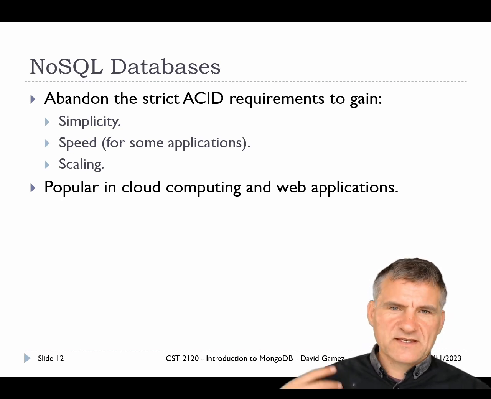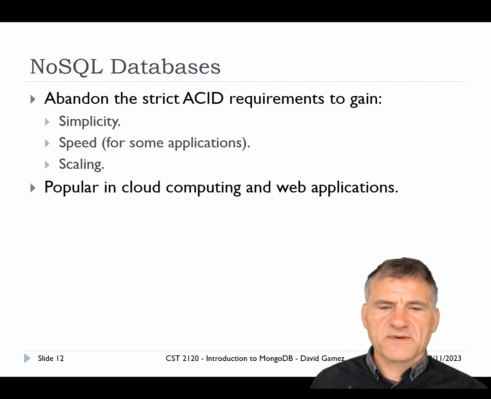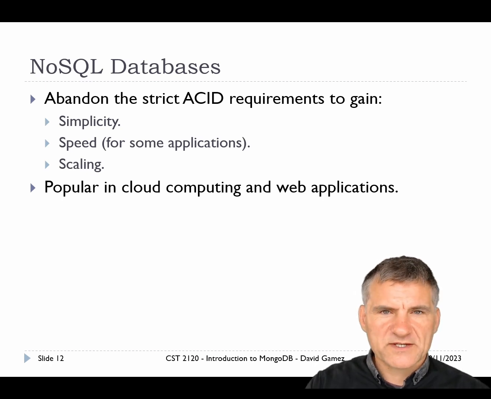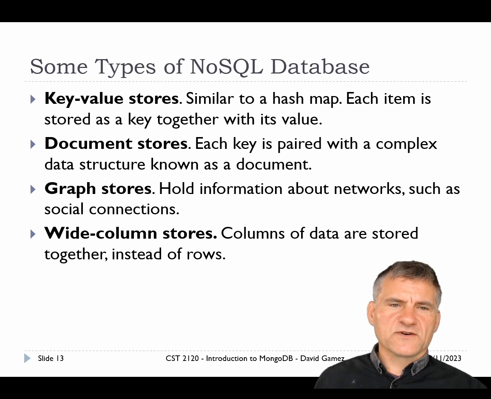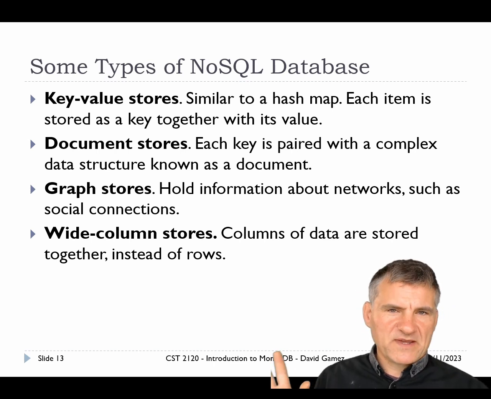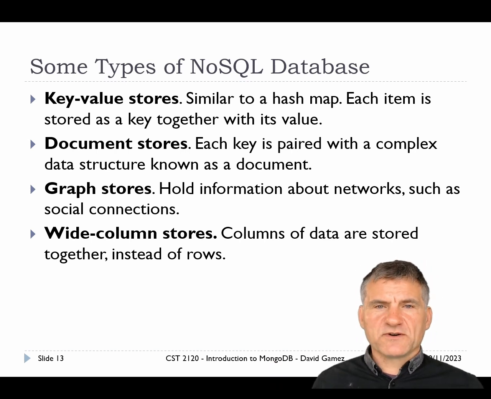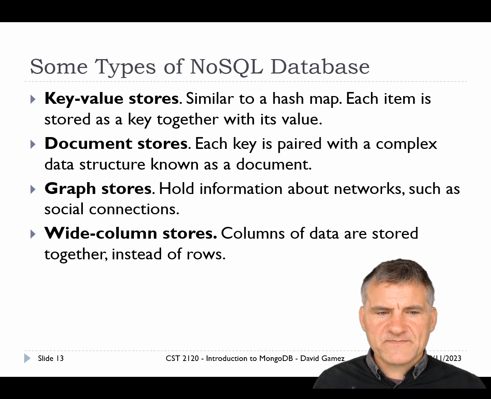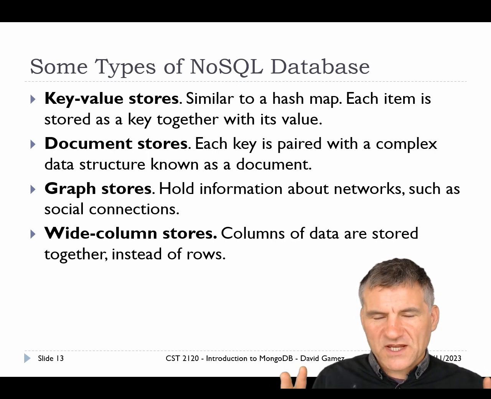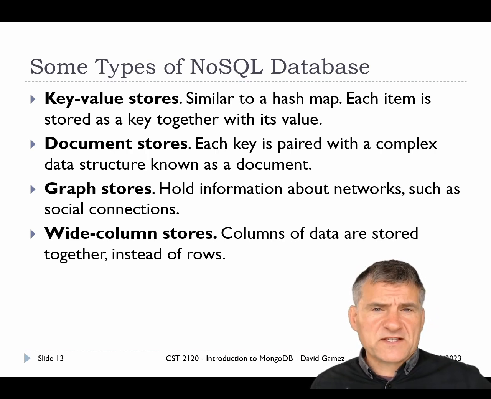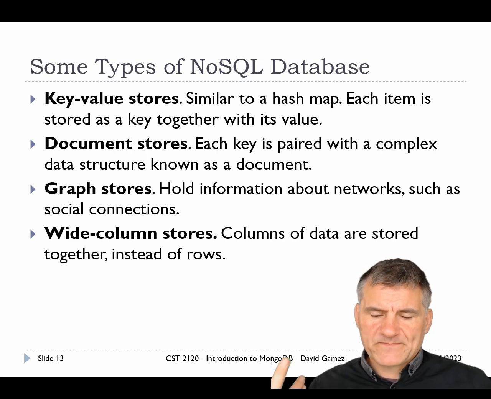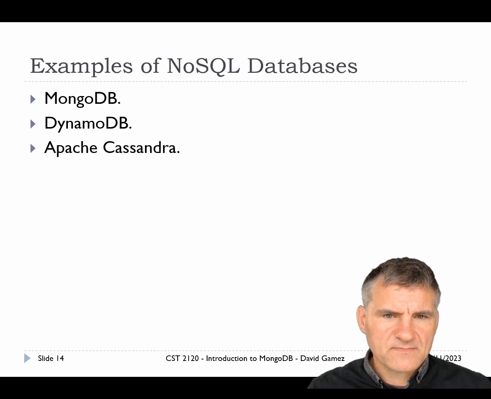These NoSQL databases have become quite popular in cloud computing and web applications. There are a few types. There are key value stores, a bit like a hash map. DynamoDB is a classic; I teach that in my third year module. We've got document stores, which we're covering here, where we have documents typically structured with JSON. And then there are more niche ones: graph stores, wide column stores, and vector stores, which have become quite popular with large language models.